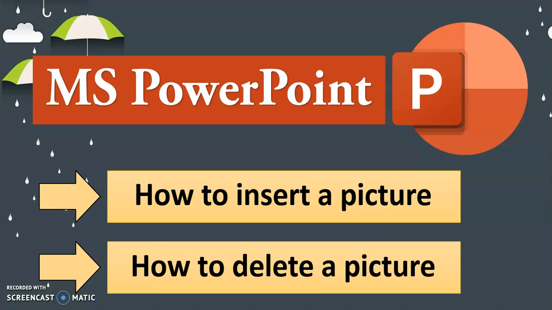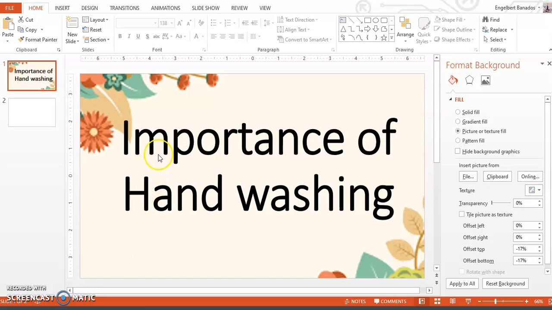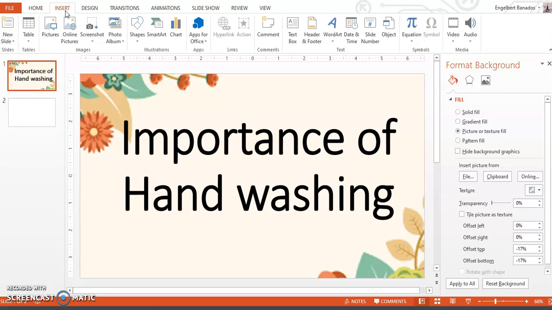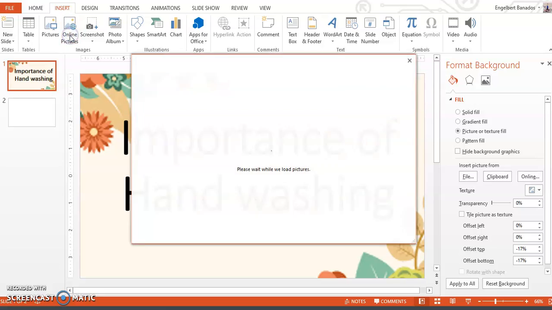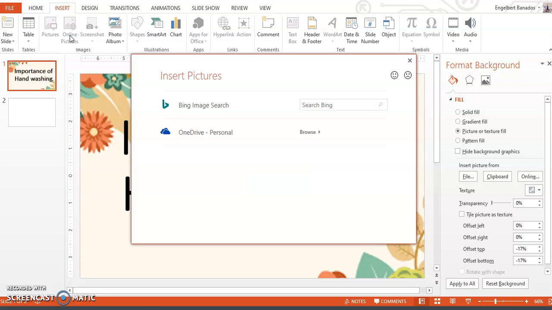Now let's try to insert some pictures and delete if we don't want to have them in our slide. So this is what we're going to do. So here, for our title, we changed it into importance of hand washing. And now we wanted to put picture that is related to what we want to share. So all we're gonna do is kindly click here in the insert toolbar. When we click in insert toolbar, we can see here pictures or online pictures. If you have the internet, kindly click to online pictures, or if you have saved pictures already, just click pictures. Now let's try to search hand washing.